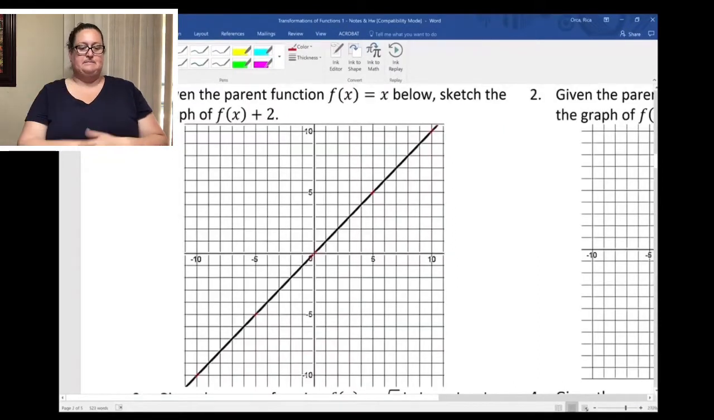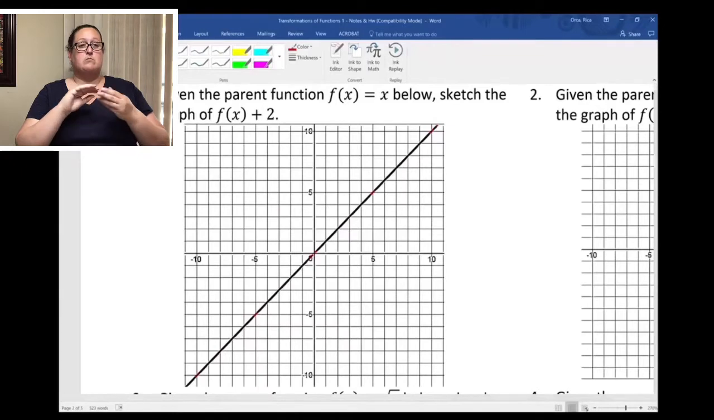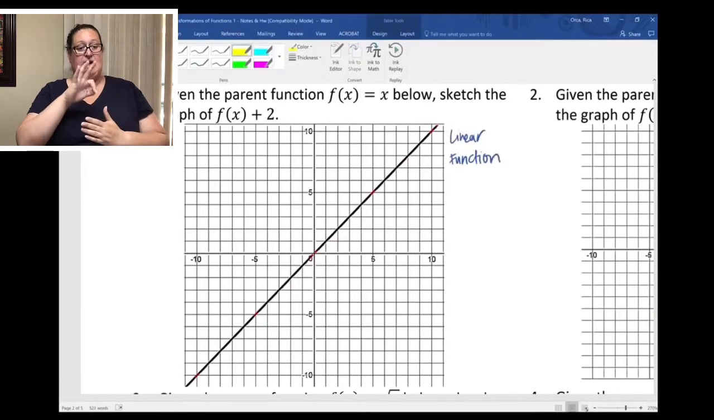Problem number 1. Graph the parent function f of x. Sketch the graph of f of x plus 2. We have f of x plus 2. That plus 2 is outside of the parentheses. That plus 2 represents our k value, which means that we're going to move our graph either up or down. But remember, we're going to keep the sign. Since we have a plus 2, this means that the graph is going to move 2 units up.